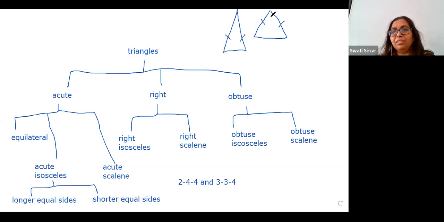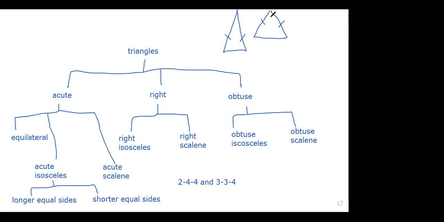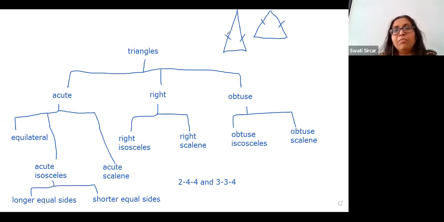Yes, Srinidhi. Ma'am, can you please explain the two triangles again? So in this case, we have two equal sides and they are longer. In this case, we have two equal sides, but they are shorter. And both are acute triangles.